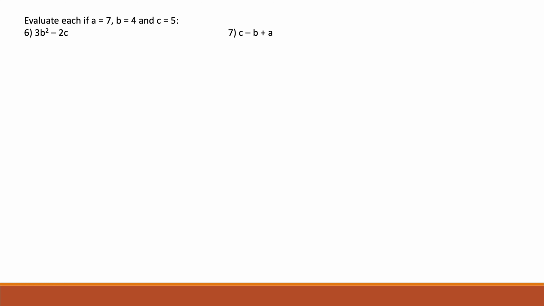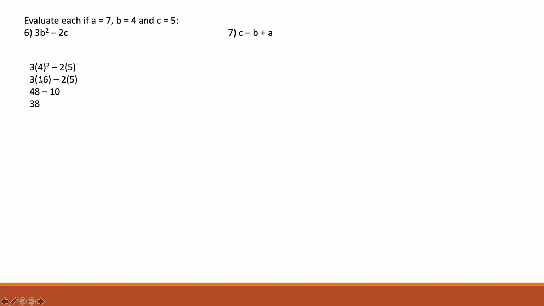Remember, pause. Okay, so the first one, 3b squared minus 2c. First, I substitute in my values. You can do this on the calculator, or you can do it step by step yourself. When I substitute the values in, the first thing that I have to do is the b squared. It's 4 squared. I want to do that first, and I come up with 16. And then it's going to be 3 times 16 minus 2 times 5.